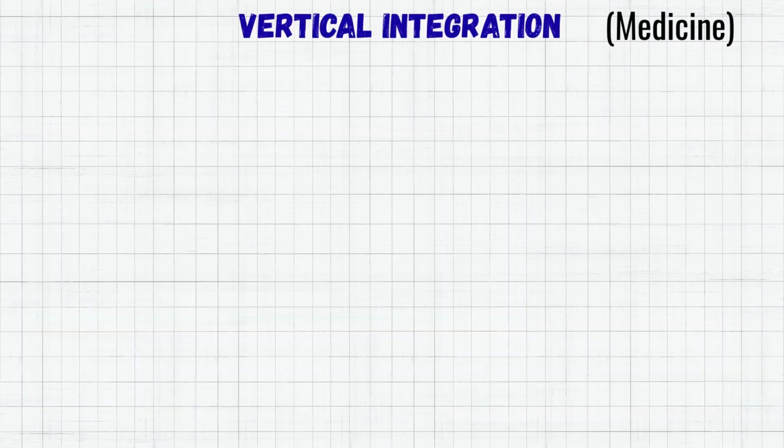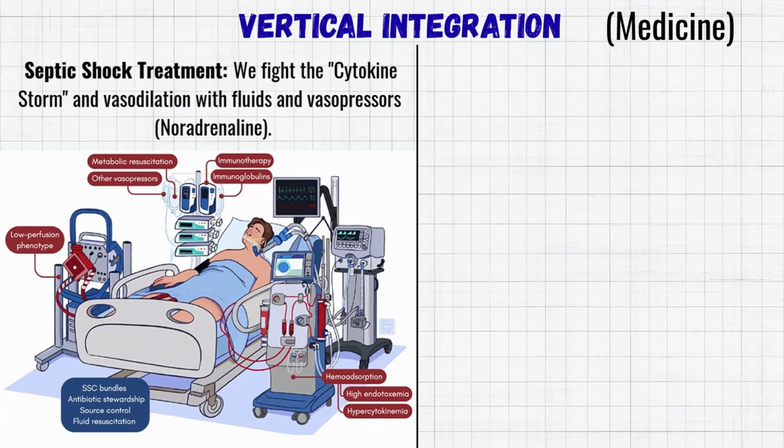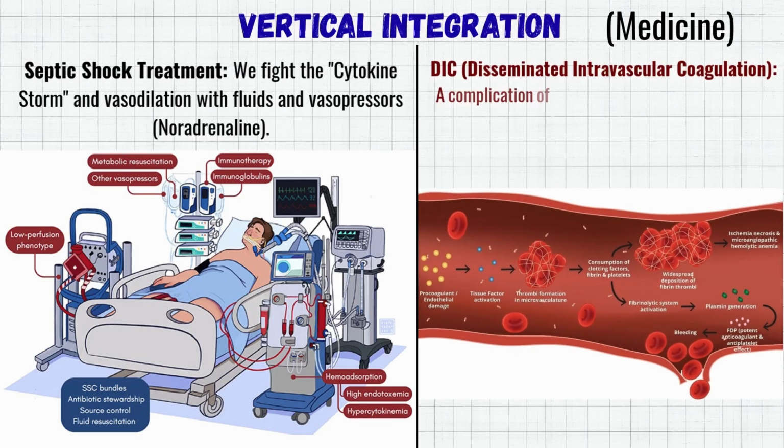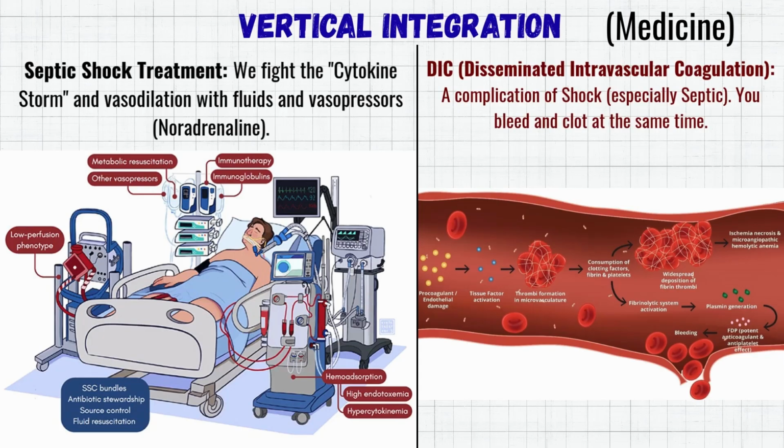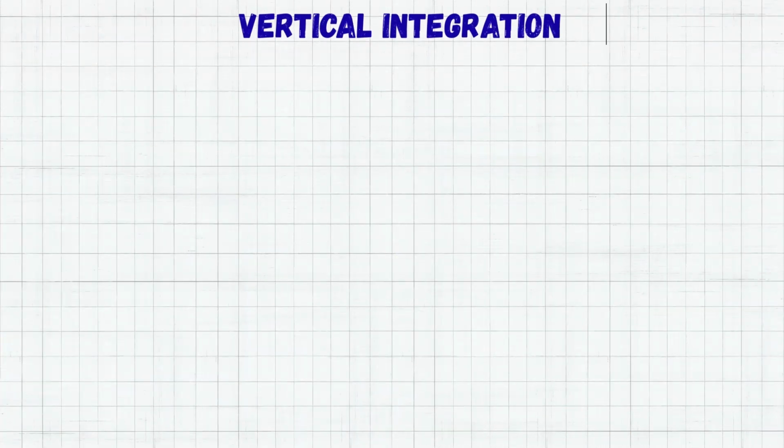Vertical integration with medicine and pharmacology. Septic shock treatment. We fight the cytokine storm and vasodilation with fluids and vasopressors like noradrenaline. In DIC or disseminated intravascular coagulation, which is a complication of shock, especially septic, you bleed and clot at the same time. Let's integrate this with anatomy.